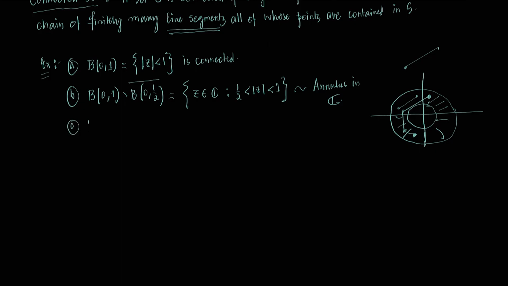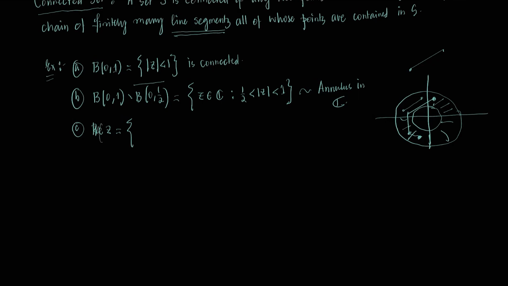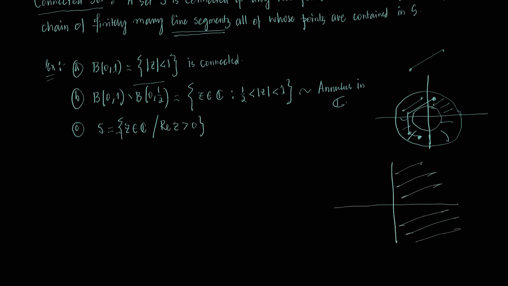Okay, let's take another example. Let S be the set of all those z in C such that the real part of z, which is x, is positive. What does that set look like? x positive means this particular set. Is this open? This is open. And is this connected? Of course it is connected. This is very simple to see. This is always connected.